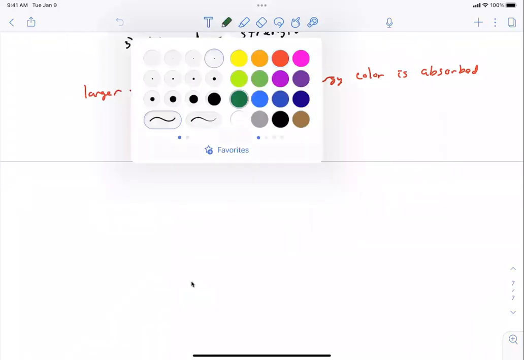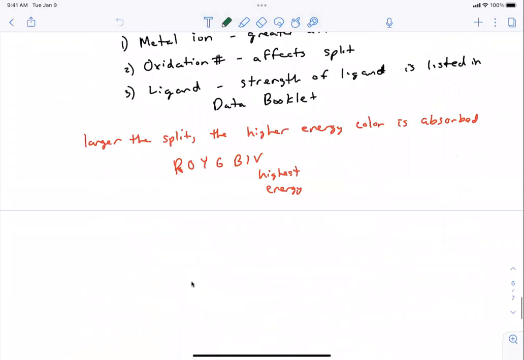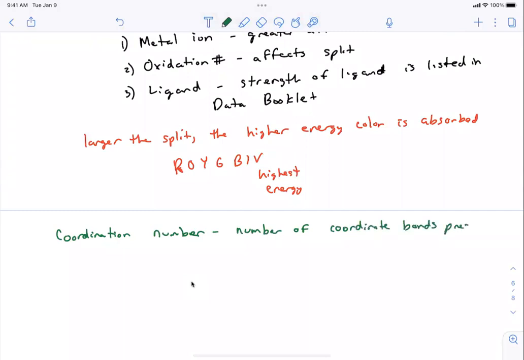I forgot this term. I was looking at it here, but I forgot to write this in here, but I'm going to do a couple more things and then we're going to be done. One, coordination number is the number of coordinate bonds present. So how many times does it bond to the complex ion? For example, CuCl4 2- has a coordination number of 4, because there's 4 pairs of electrons bonding to it.